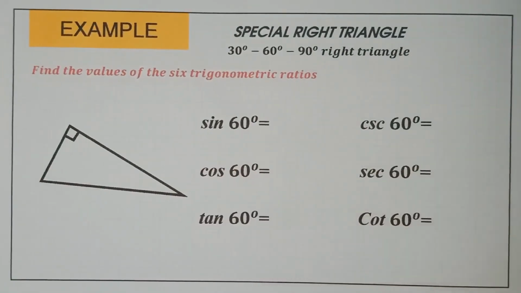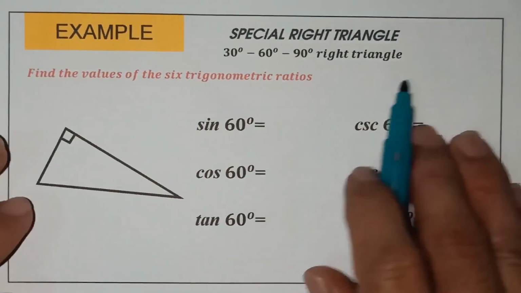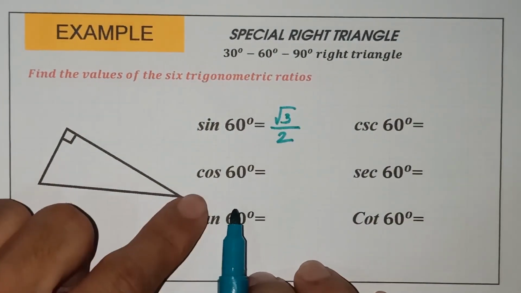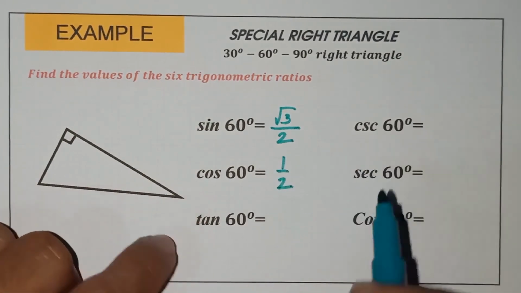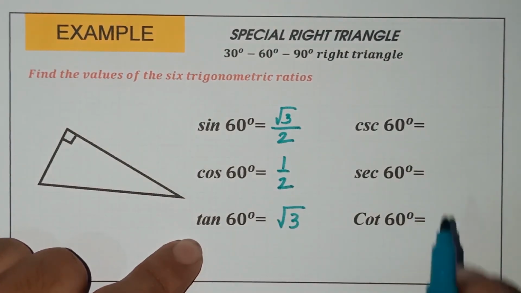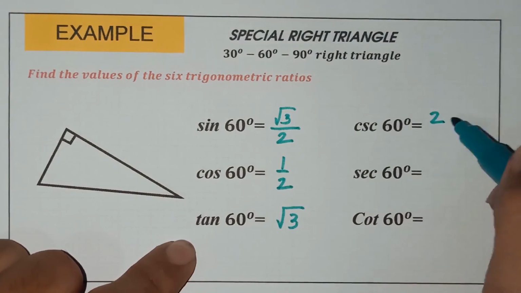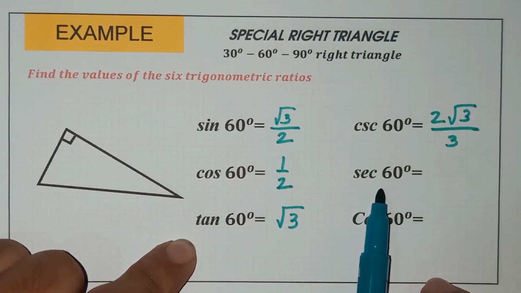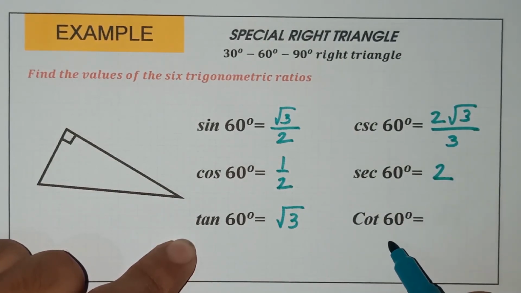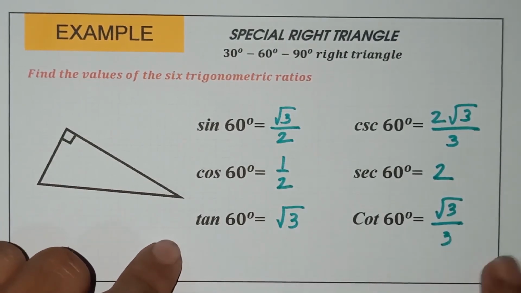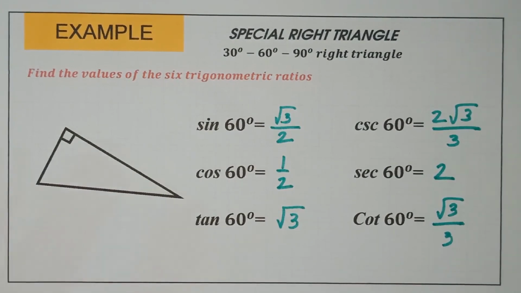For the 60 degrees, sine 60 degrees is always equal to square root of 3 over 2. Cosine 60 degrees is always equal to 1/2. Tan 60 degrees is always equal to square root of 3. And cosecant 60 degrees is always equal to 2 square root of 3 over 3. Secant 60 degrees is always equal to 2. And the cotangent 60 degrees is always equal to square root of 3 over 3. So this is the summary of the values of the special right triangle of 60 degrees.